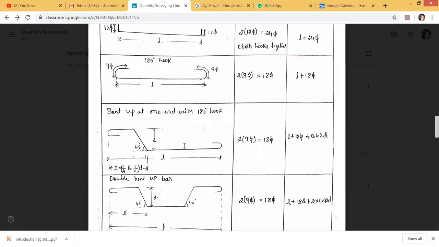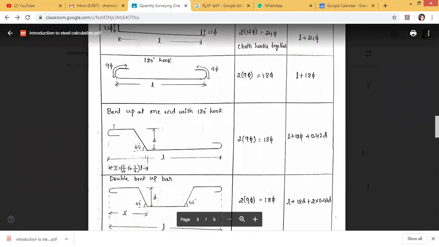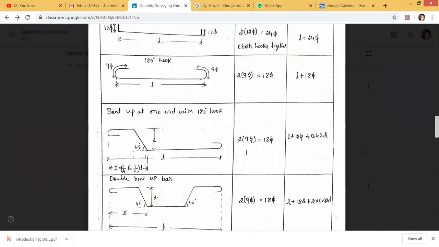Okay. And also we have 180-degree hook. I already told you one hook is 9 dia here. So we have two hooks here, so it is 18 dia. And then how to calculate the length? Length is the total length, small l, plus hook length 18 dia, plus the extra length for the bent up, which is 0.42 times of D, and this is only for the one bent. Okay, and in the problem you have to calculate D and L separately.